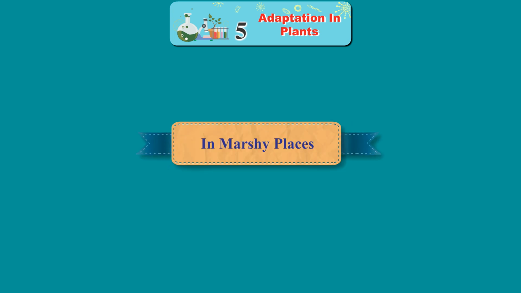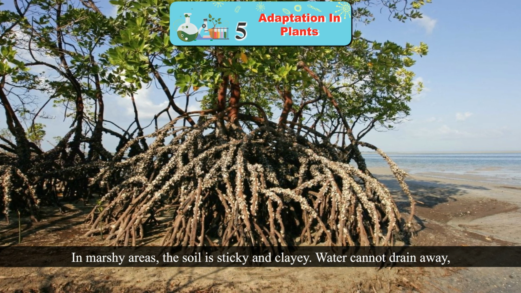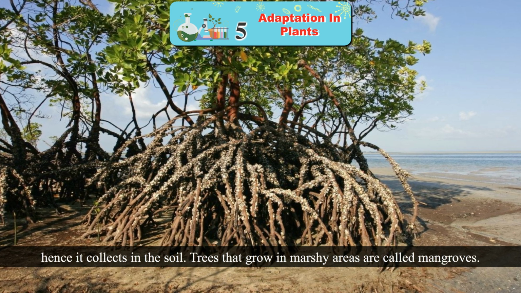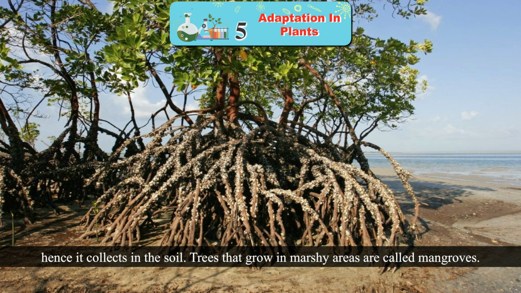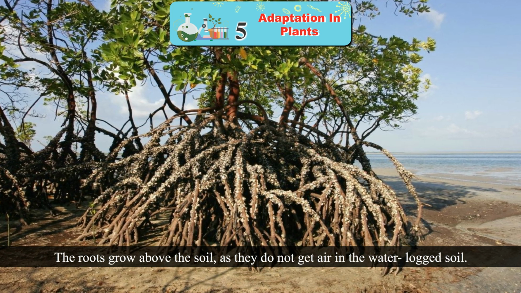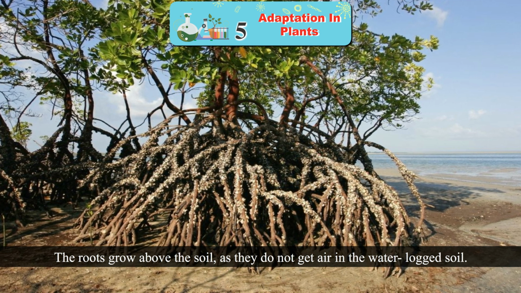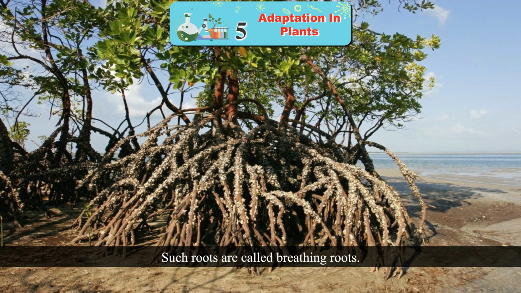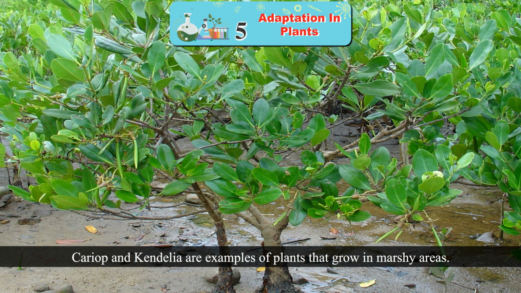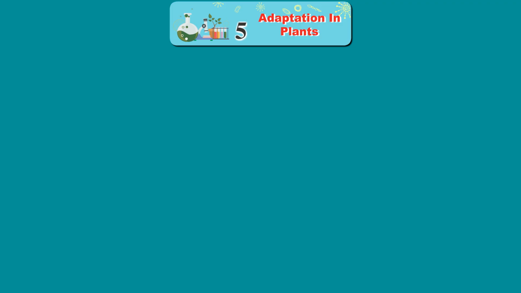In marshy places. In marshy areas, the soil is sticky and clayey. Water cannot drain away, hence it collects in the soil. Trees that grow in marshy areas are called mangroves. The roots grow above the soil as they do not get air in the water-logged soil. Such roots are called breathing roots. Examples of plants that grow in marshy areas include Caroube and Candelia.